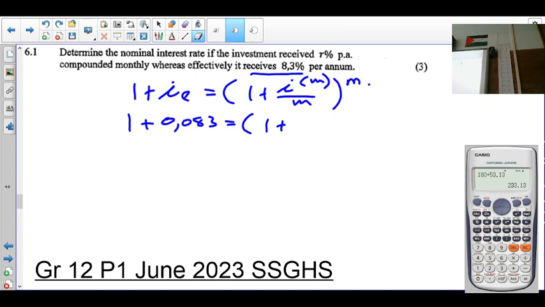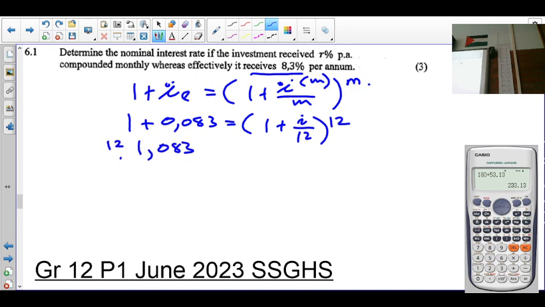And remember that m has no bearing on that i. We just write it there to differentiate between those two i values. So it will be i over 12, compounded monthly, to the 12. So that's going to be 1,083, the 12th root thereof, to get rid of the 12. Then I'm left with 1 plus i over 12, we take the 1 over, it becomes minus 1, so i over 12 is equal to that. We multiply this answer then by 1200.